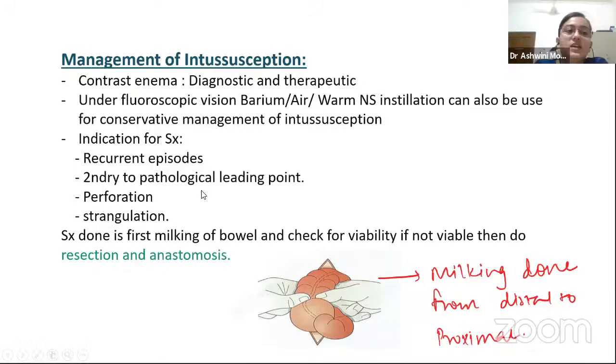we will milk the bowel and check for the viability of the proximal loop. And if it is not viable, then we have to go for resection and anastomosis. Here I have shown the method of milking from the distal to the proximal loop. Right? This was about intussusception.